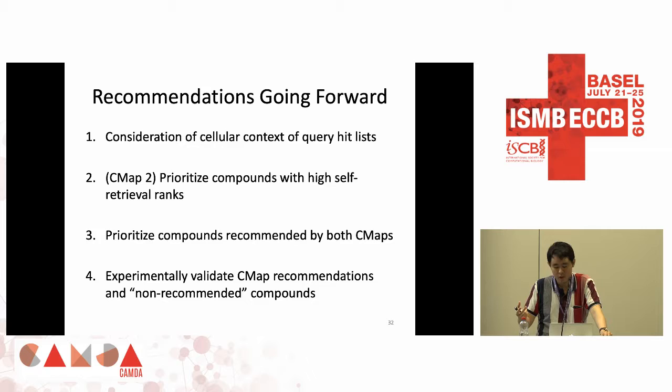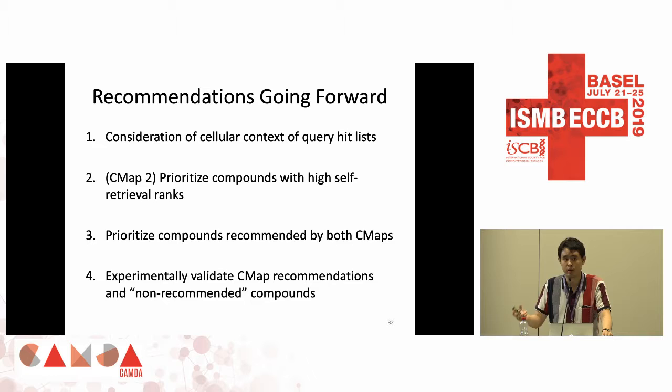This is in particular when users query CMAP with very novel signatures that are derived from cells that are not included in CMAP itself. So with this, we have four different recommendations. The first one is that users should really strive to query CMAP using signatures that are derived from cells or cell lines within the CMAPs.